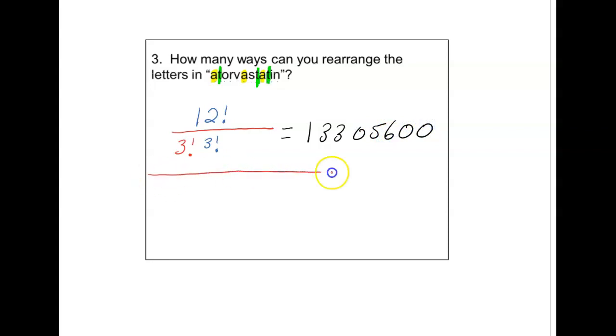Let's take another example. Suppose you had my last name, Cusado. How many ways can you rearrange the letters in my last name? Well, there's 1, 2, 3, 4, 5, 6, 7 letters, so 7 factorial. Divide by, there's 2 A's, so I need a 2 factorial for the A's. And there are 2 Z's, so I need a 2 factorial for the Z's. Doing that on your calculator, you get 1,260.